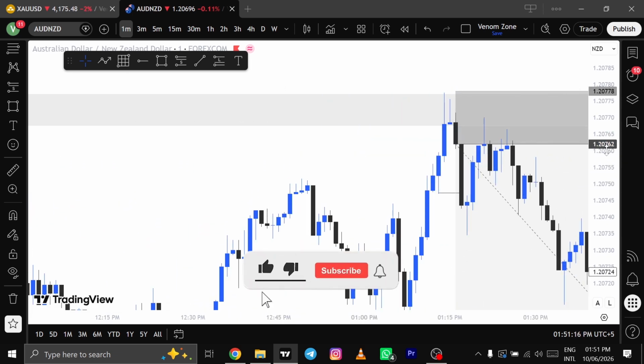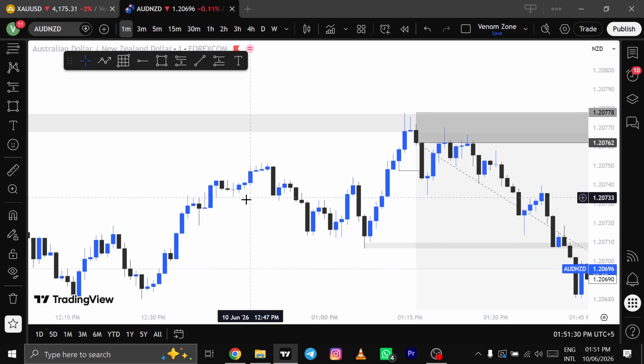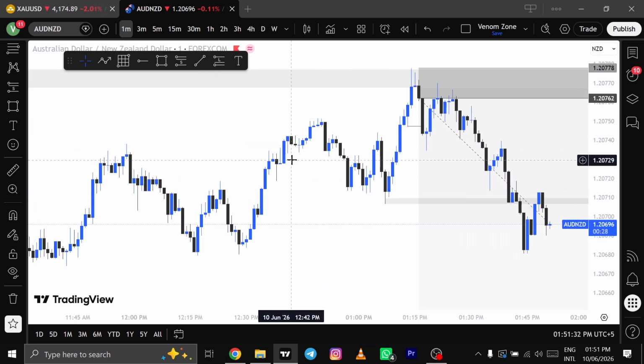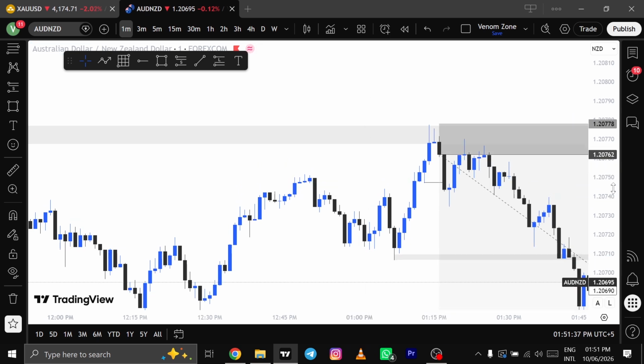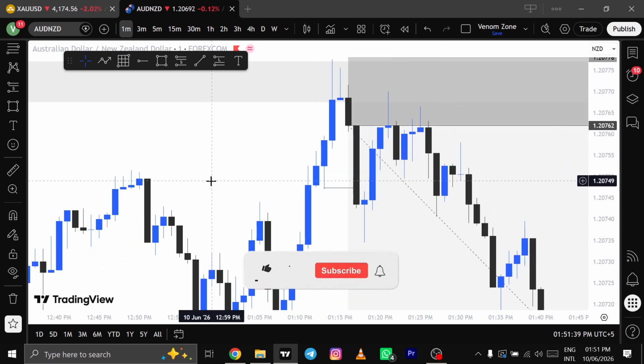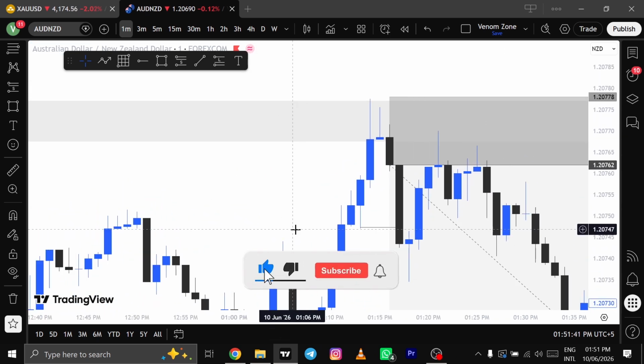Where is liquidity? As you can see, I always mark liquidity. This is another word for bias, but basically it is liquidity. When you are able to find liquidity easily, you can trade in every condition. Like you can also trade news.